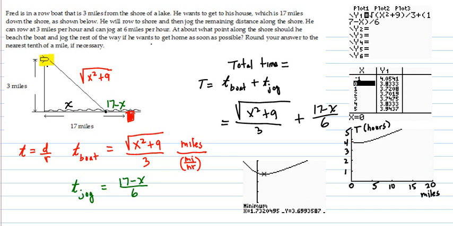So the idea is, do they row here and then jog all the way over there? Or do they do like this picture says, go over here, row a long time in the water, and then jog over there?